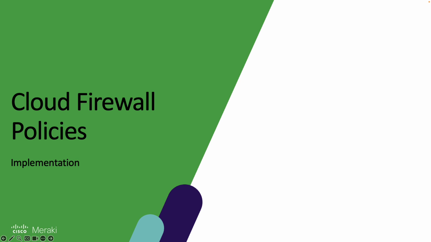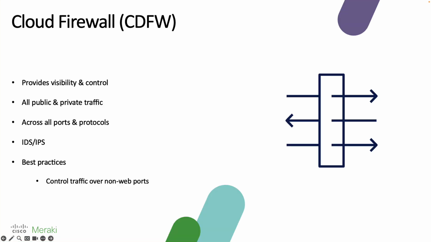In this video we're going to be reviewing the Cloud Firewall and implementing some policies. The Cloud-delivered firewall provides us visibility and control over all public and private traffic across all ports and protocols. Included on the Cloud Firewall configuration page we'll see how we'll be able to enable IDS/IPS. And best practices dictate that we should use the Cloud Firewall in order to gain control over our non-web ports.